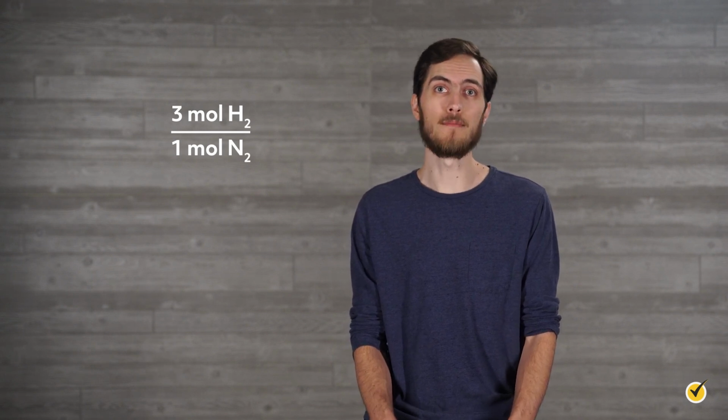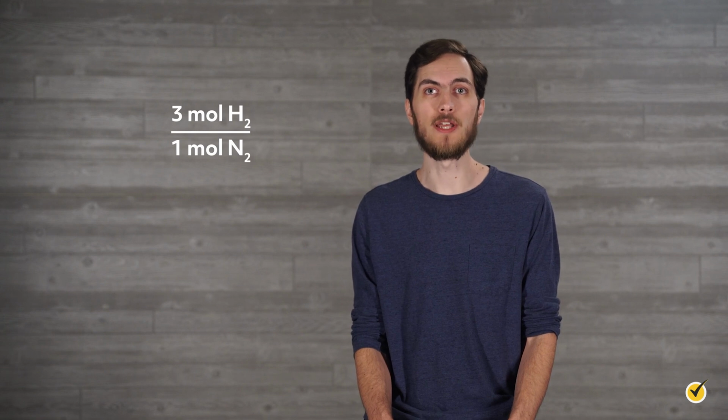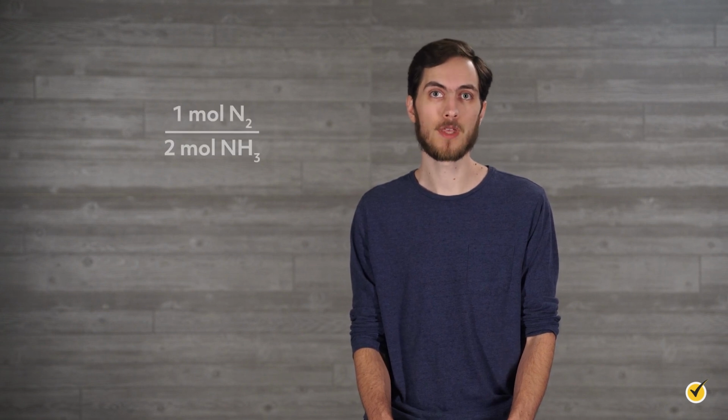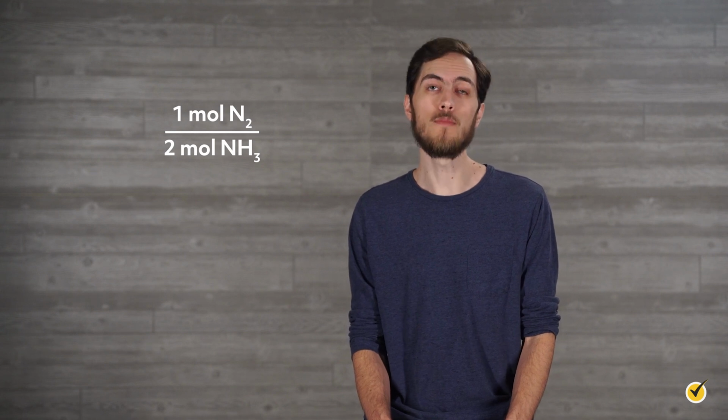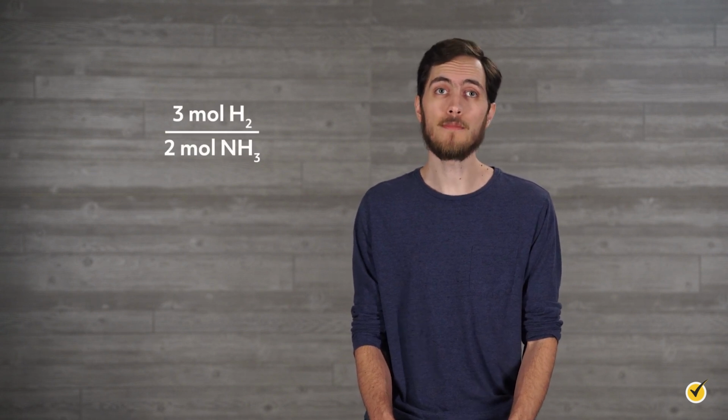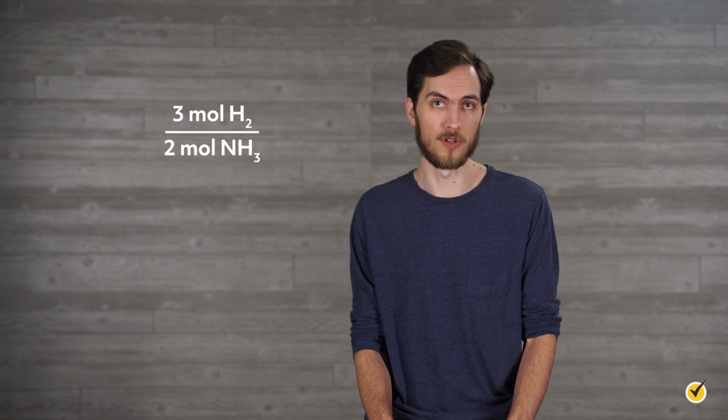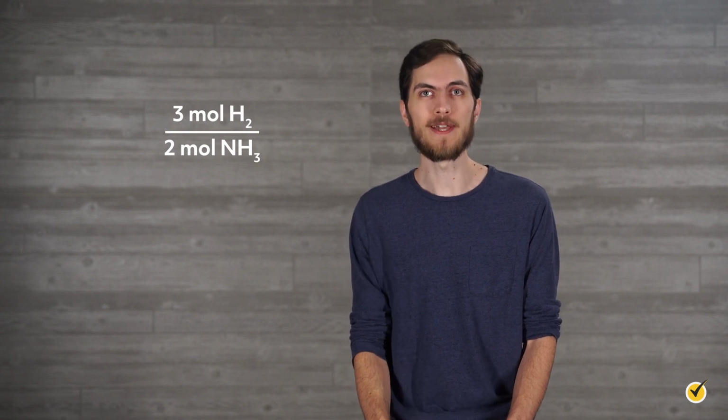Similarly, we can write out the molar ratios for the other 2 combinations of reactants and products. As you can see here, for every 1 mole of nitrogen, we can make 2 moles of ammonia. And for every 3 moles of hydrogen, we can make 2 moles of ammonia. Now, let's think about how we actually use mole ratios in chemistry problems. Let's say we wanted to make 10 moles of ammonia. How many moles of nitrogen and hydrogen would we need?